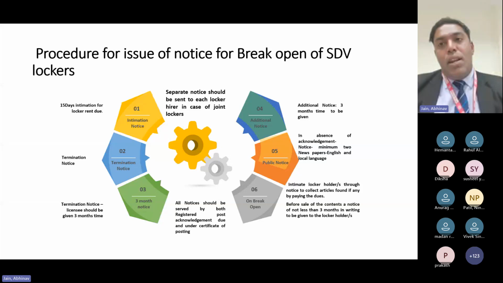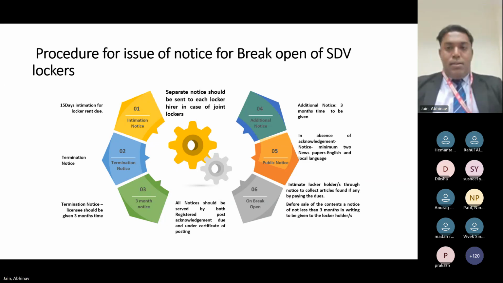If joint locker holders are there, you have to give notice to each individual holder. Apart from that, an additional notice of 3 months is again given. And in absence of acknowledgement, notice has to be given in minimum 2 newspapers, one in English language and one in local language. Then bank has to intimate locker holder through notice to collect article found, if any, by paying the dues.